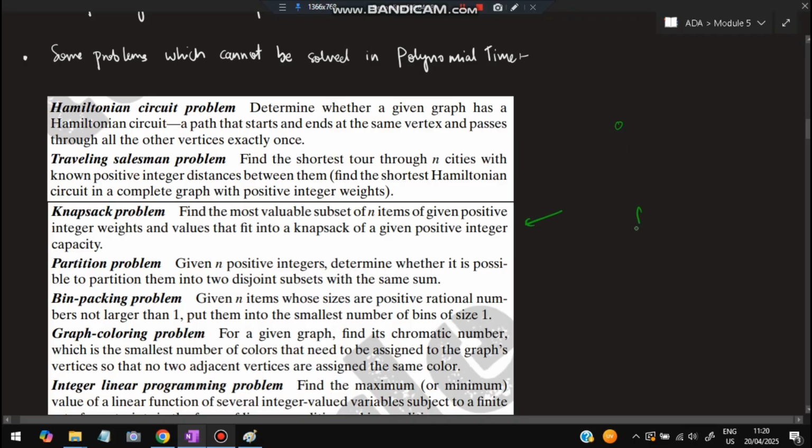Knapsack problem means you have a maximum weight capacity, and we have to put items in it, and whichever items we put should give us the maximum profit. That is the knapsack problem. This also we'll discuss in depth.